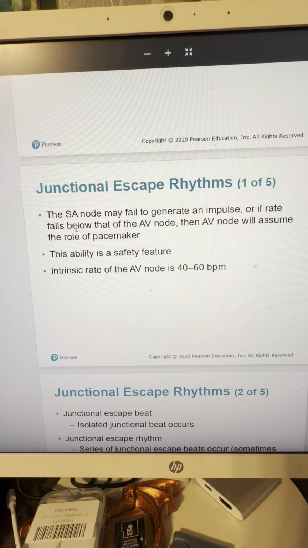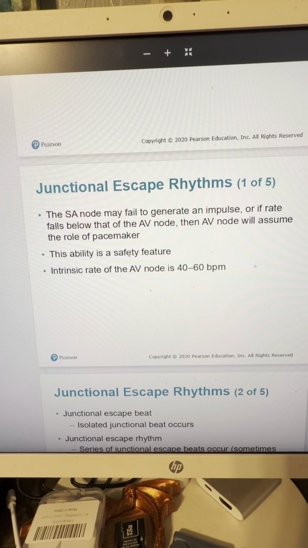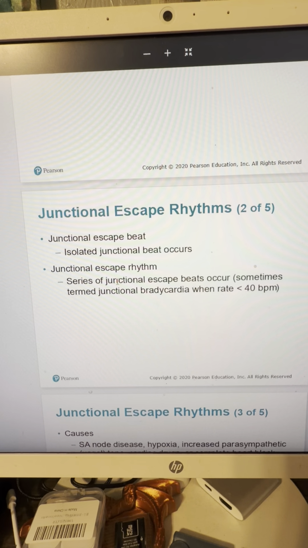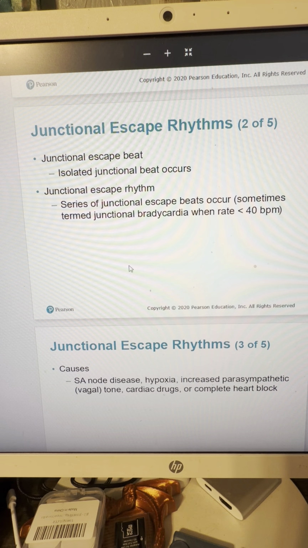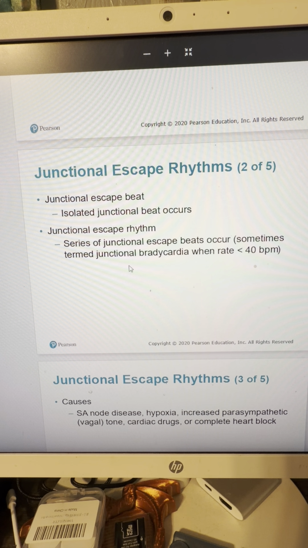then the AV node is going to assume the role of the pacemaker. It's a safety feature of your heart. So a junctional escape beat is just an isolated junctional beat, and a junctional escape rhythm is a series of those. If it falls below 40, it's considered junctional bradycardia. If it's above 60, it's accelerated junctional. If it's above 100, it's called junctional tachycardia. And the next few slides go through that.